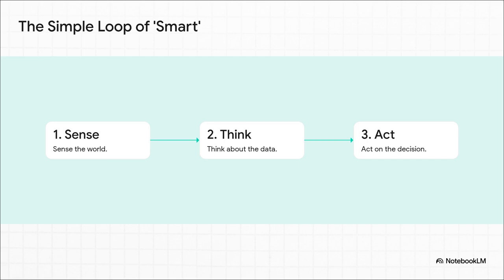Okay, so here it is, the simple loop of smart. It's just 3 steps. Sense the world, think about the data, and then act on the decision. Sense, think, act. That's it. These 3 things are the secret sauce, the fundamental building blocks behind any device we call smart. So let's kick things off with that very first step, how a device gathers information from the world around it.